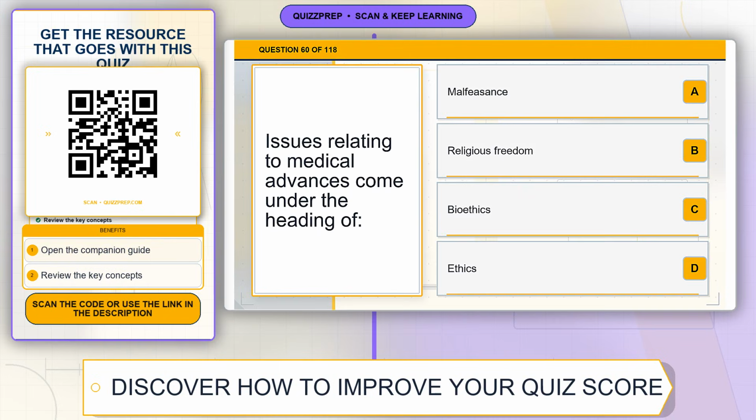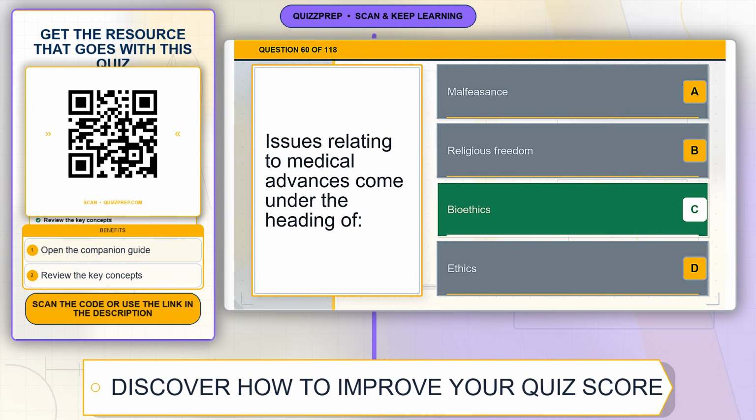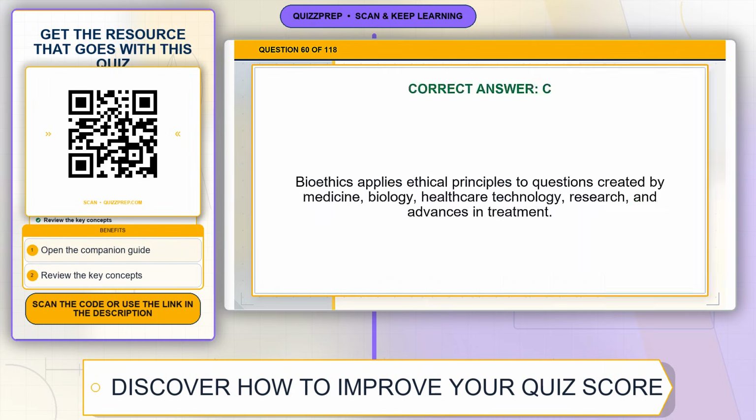Question 60. Issues relating to medical advances come under the heading of: Option A, malfeasance. Option B, religious freedom. Option C, bioethics. Option D, ethics. The correct answer is option C, bioethics. Explanation. Bioethics applies ethical principles to questions created by medicine, biology, healthcare technology, research, and advances in treatment.